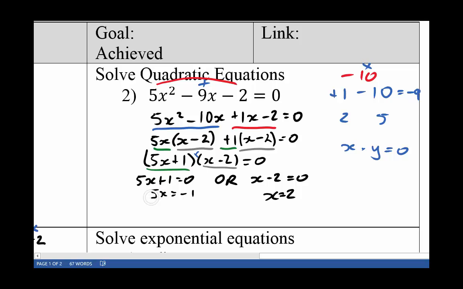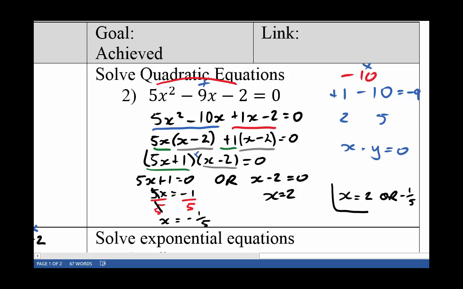Now I need to get rid of that 5, so I'm getting down to x equals. To do that, I need to divide by 5, because whatever I do to one side, I need to do to the other. So I've got x equals negative 1 over 5. They cancel out, that's why I'm left with x. Negative 1 over 5, and you don't need to change that to a decimal. That'll do. Okay? So if I wanted to write it over here, I would say x equals 2 or negative 1 over 5.